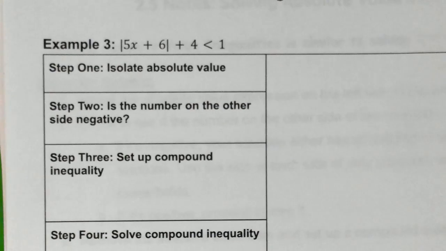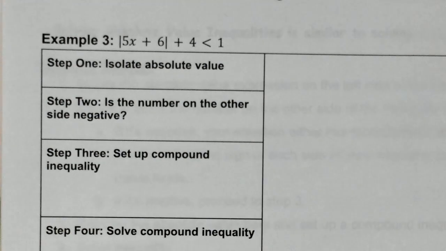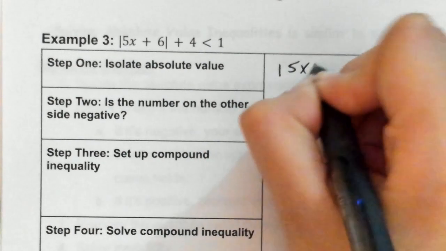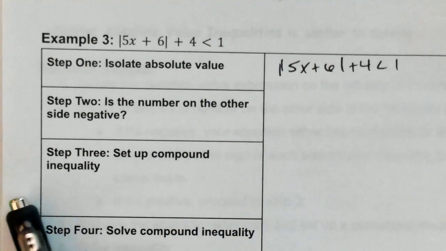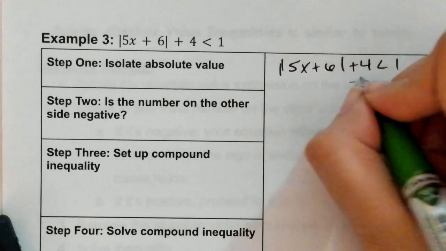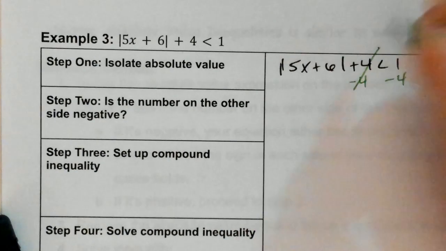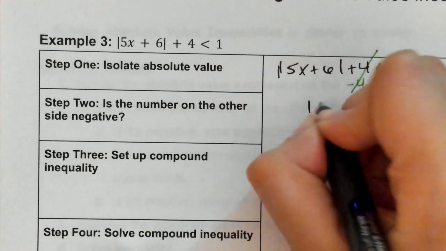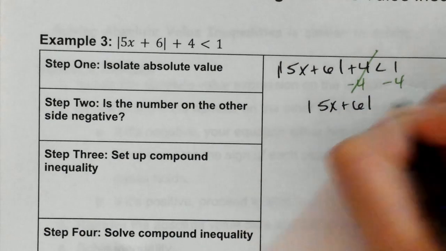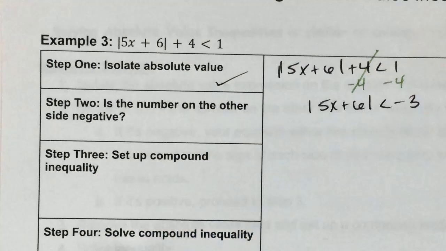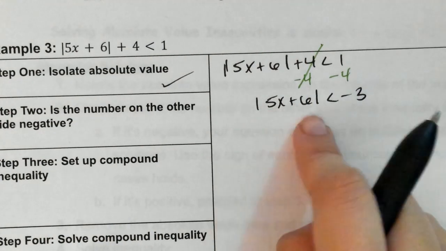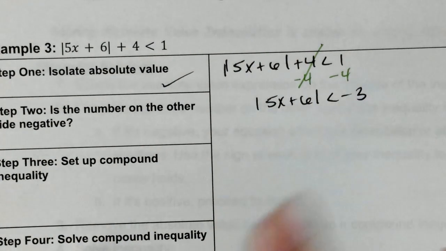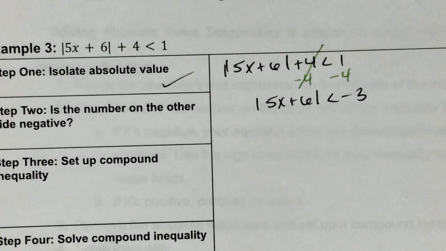So for example 3, still the same idea. I'm going to write my problem: absolute value of 5x plus 6, plus 4, less than 1. I want to isolate my absolute value, so I'm going to subtract 4 from both sides in this case. I'm going to get absolute value of 5x plus 6 less than negative 3. Step 2: is the number on the other side negative? So I've isolated my absolute value. Is this number negative? Whoops-a-daisy, it is indeed negative.